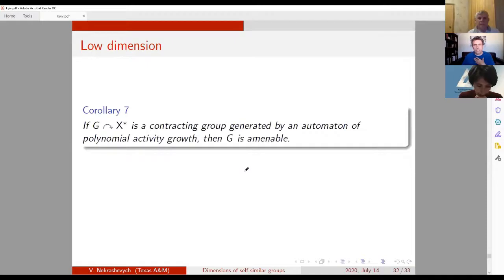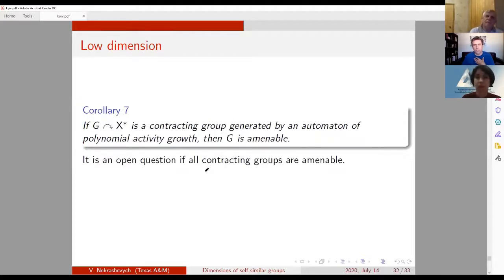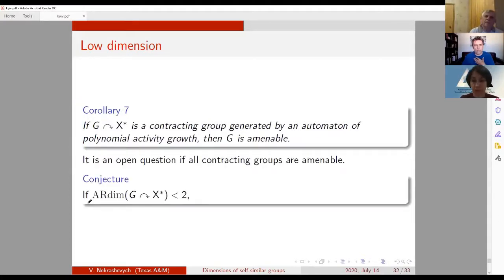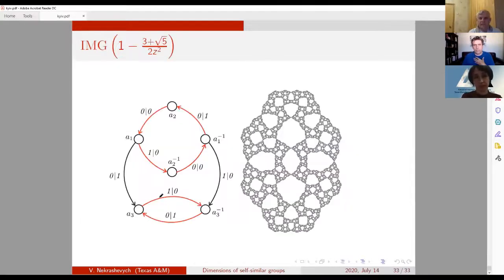A corollary of this is the theorem that if you have a group generated by an automaton of polynomial activity growth, then it is amenable. The proof uses the fact that the Ahlfors regular dimension is 1. Conjecturally, if this dimension is less than 2, then the group is amenable, or moreover, there is a stronger condition, that it is Liouville. Here is one example of such a group where the dimension is 1, and so we know that the group is amenable. Okay, that's all that I want to talk about.